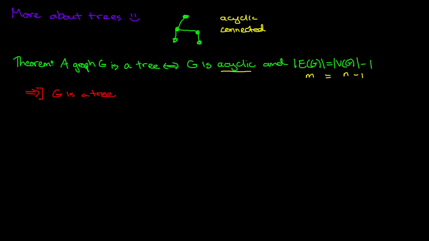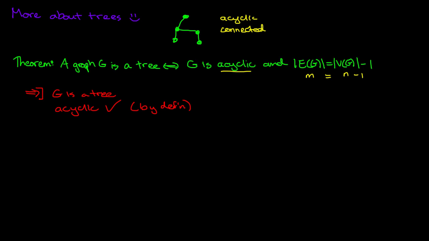Well, hold on. G is a tree, so by definition, it's acyclic. Great, that part's easy. So by definition, we have acyclic. Yay, this is the definition. Awesome. What else do we need to do? Well, we know G is a tree, and therefore we know it's acyclic and connected, and all we need to do is to show that m is equal to n minus 1.